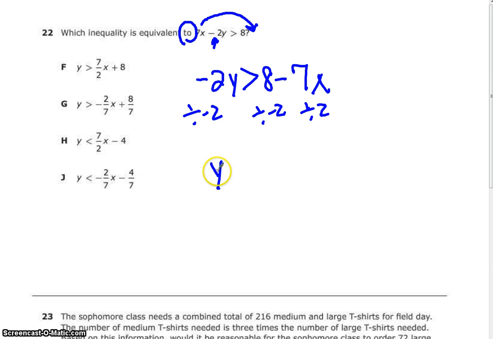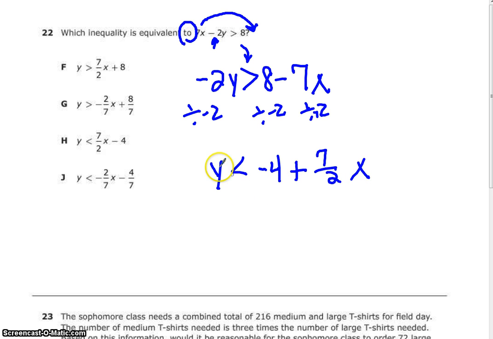You have to remember here, and this is what they're testing you for. Do you remember that when you divide by a negative number, you have to flip your symbol and this becomes less than? 8 divided by negative 2 is negative 4. Negative 7x divided by a negative 2, two negatives make a positive 7 over 2x.